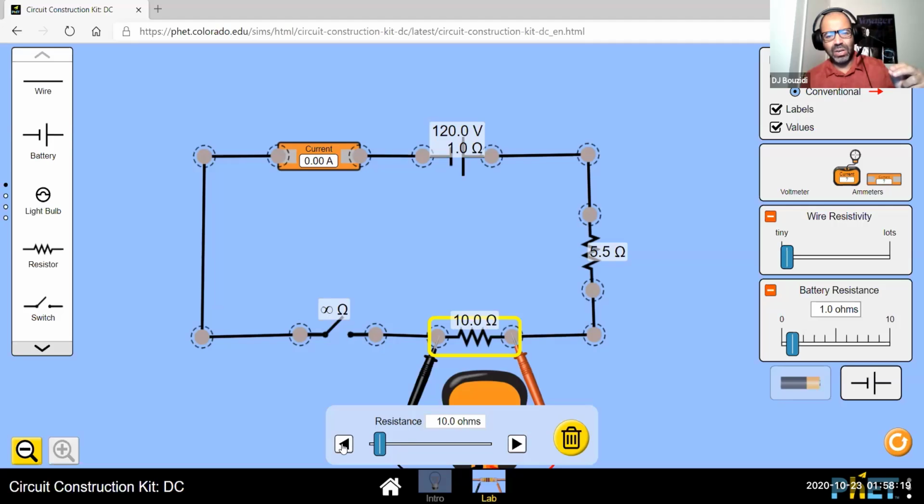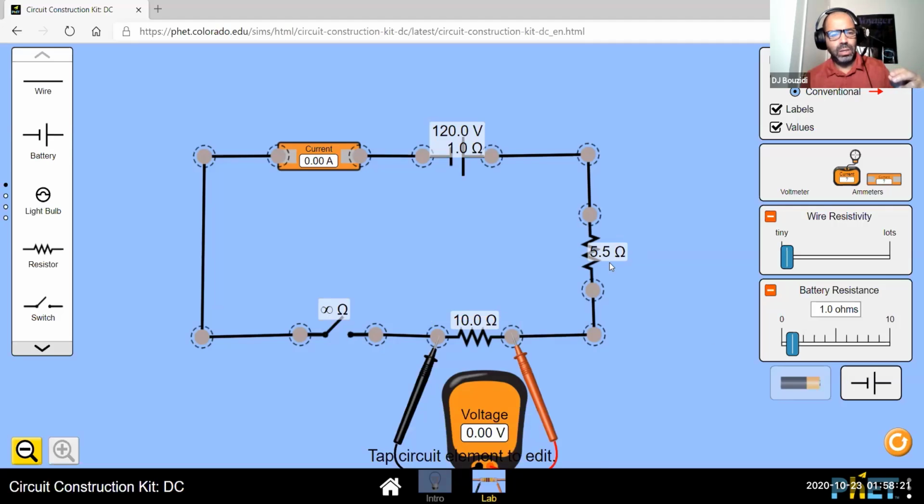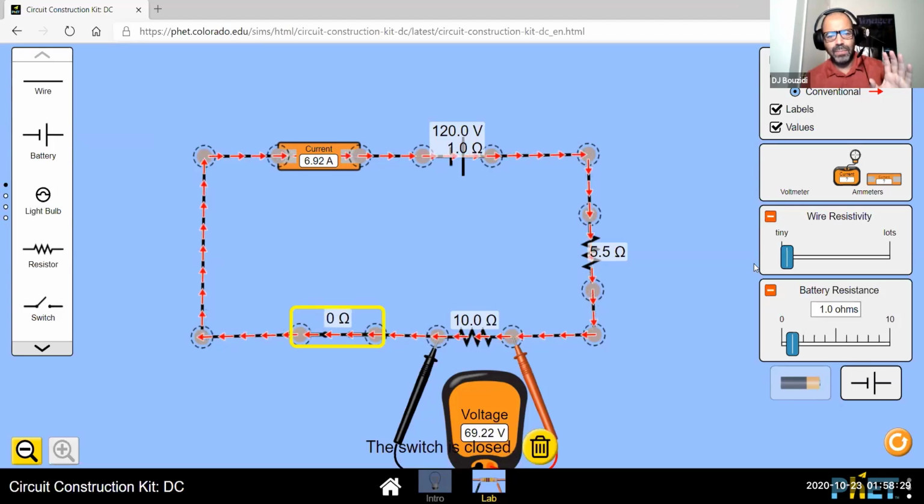So now I have a 10 ohm. Leave this one to a smaller starting point. Now we're going to do the same data as before. We're going to close this. All you have to do is click on this thing to close it. Now it's closed, okay?